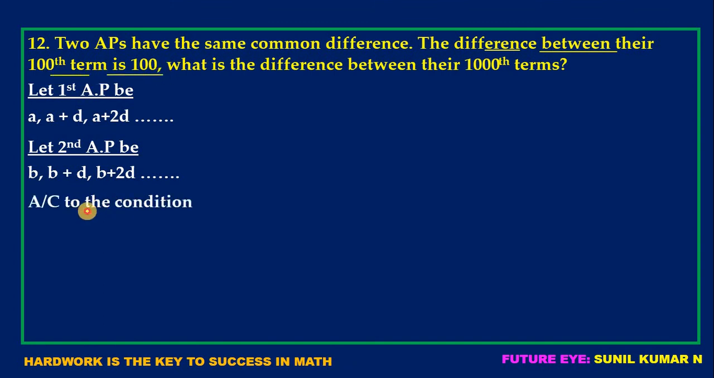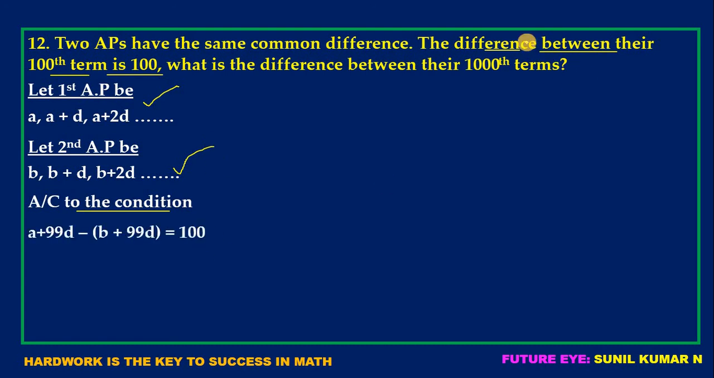Hence, according to the condition, let us write the 100th term for the first AP. So what would be the 100th term? That is A plus 99D. And what would be the 100th term in the second AP? B plus 99D. I repeat again, children. First AP A plus 99D, and for the second AP B plus 99D. We have to subtract these two.